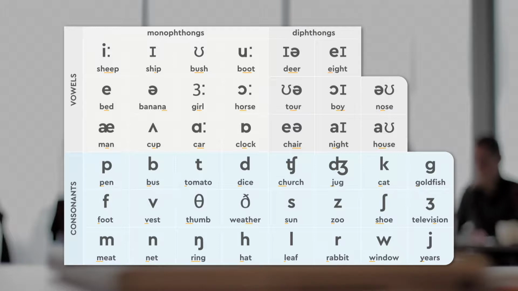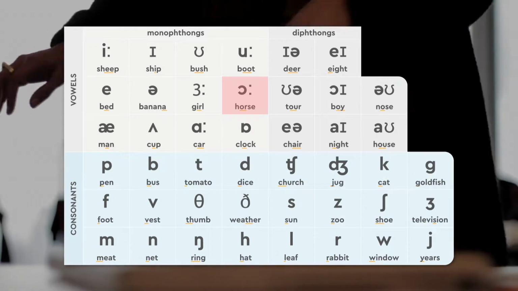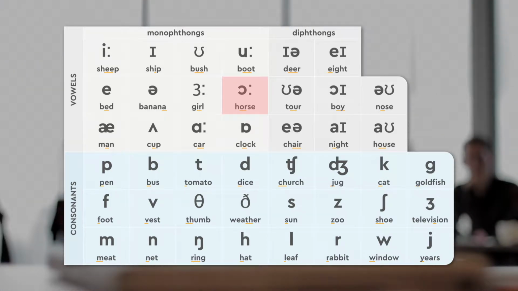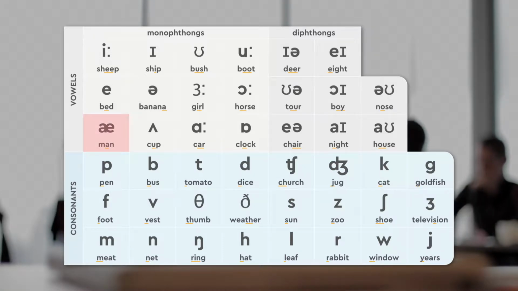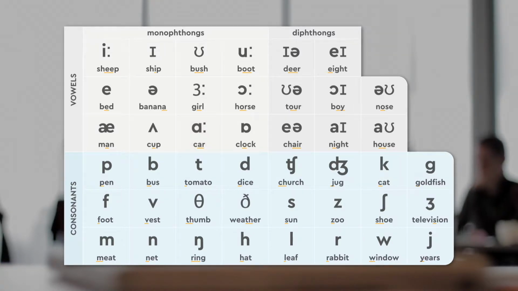The next one is, so again it's a long sound, girl, bird. Next to that we've got or, so horse, floor. On the third line down we've got a, so a very open mouth, an, man. Next to that we've got the word cup, a. Next to that we've got ah, car, arm. And the last one within the vowel sounds is oh, clock, got.